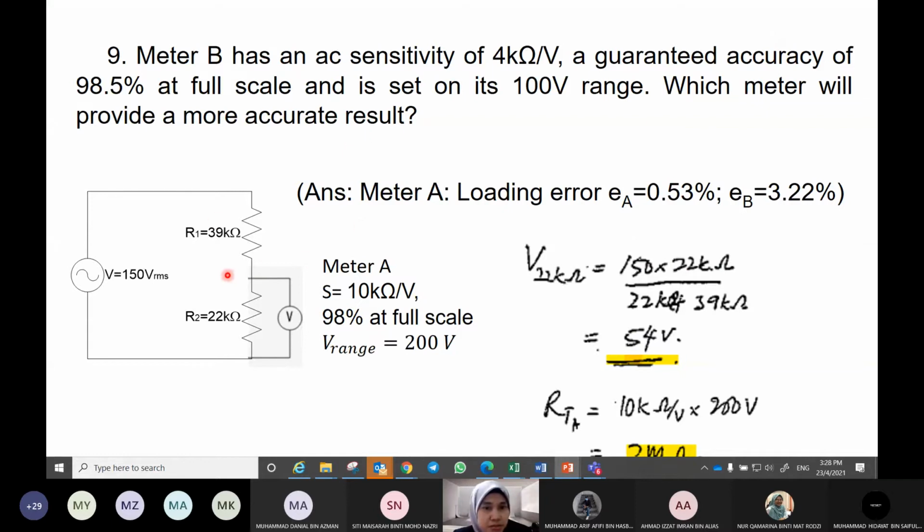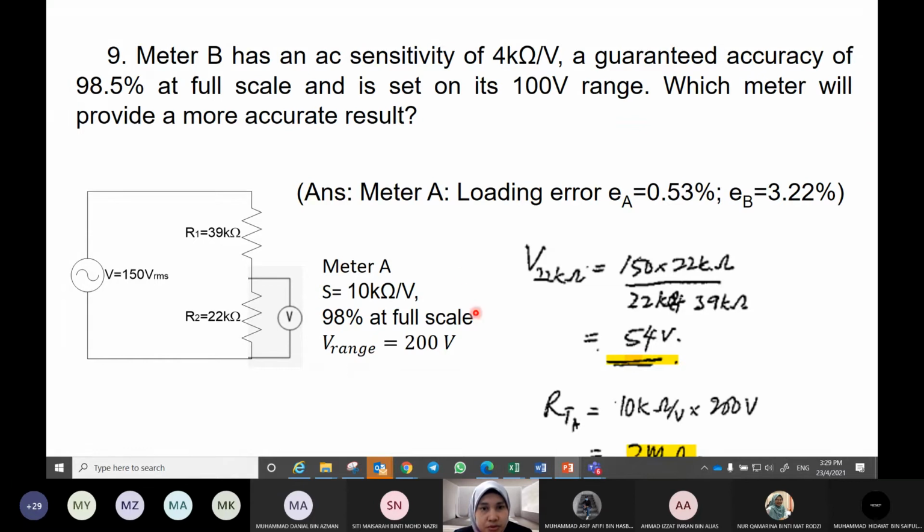This is meter A. Meter A is 10 kilo ohm per volt, 98% at full scale, meaning that the error of the meter is 2%. In chapter 1 we always use, let's say, 98% as accuracy, so the error of the meter is 2%, but sometimes we call it accuracy. The voltage range of meter A is 200 volts.